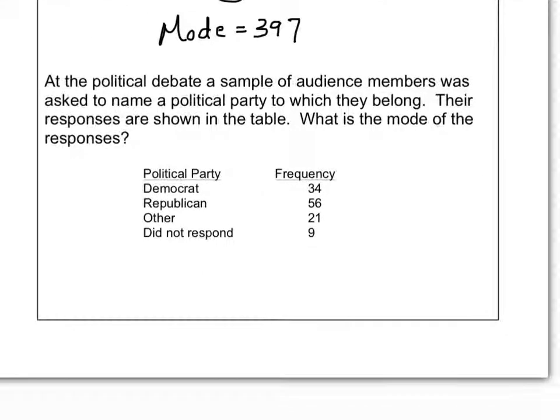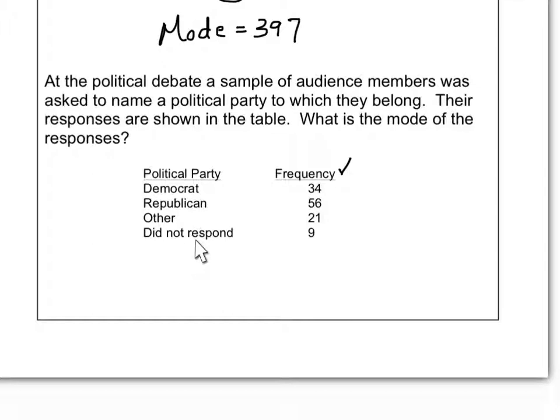Last example here. At the political debate, a sample of audience members was asked to name a political party to which they belong. Their responses are shown below in the table. What is the mode of the responses? Okay, so as you look at your table here, again, the key here is that this is a frequency chart. So there were 34 times a Democrat was chosen, 56 times a Republican was chosen, 21 times other was chosen, and 9 times that somebody didn't respond.